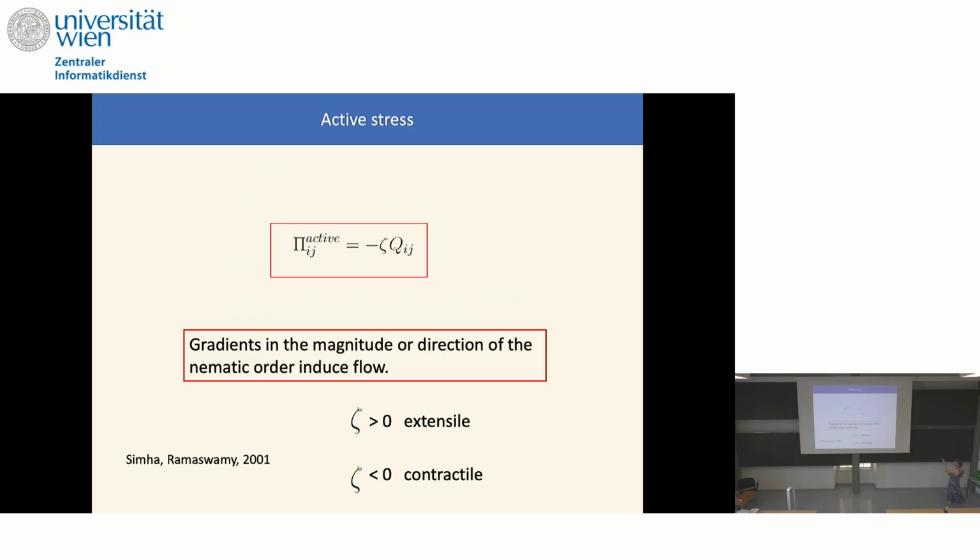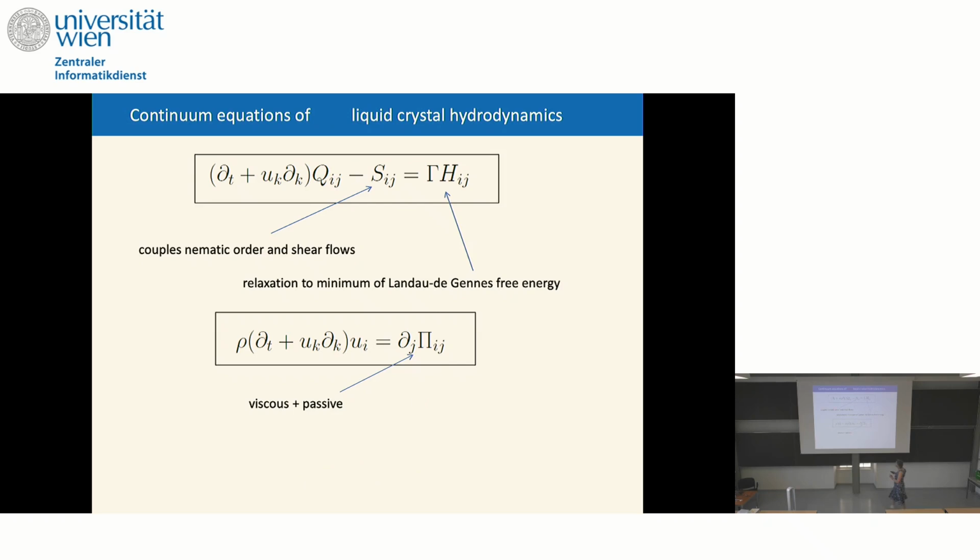Okay, so this I can use to explain almost anything that happens in these active systems. Let me just introduce a couple of words which I will probably use later, although I'm going to debunk them later. This zeta thing, if it's positive, you have an extensile system. If it's negative, you have a contractile system.